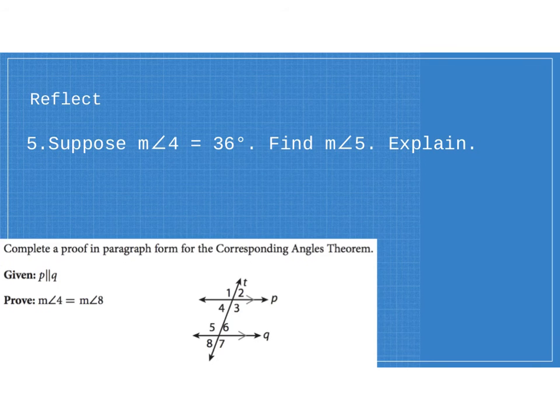All right, so reflect. Suppose measure of angle 4 equals 36 degrees. Find measure of angle 5. And explain. We'll discuss this one in class.